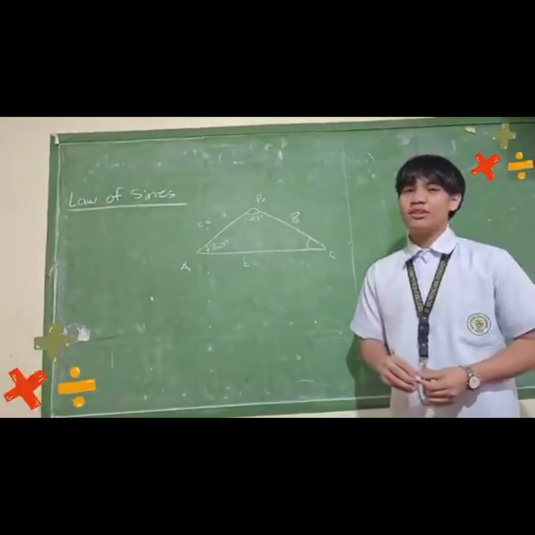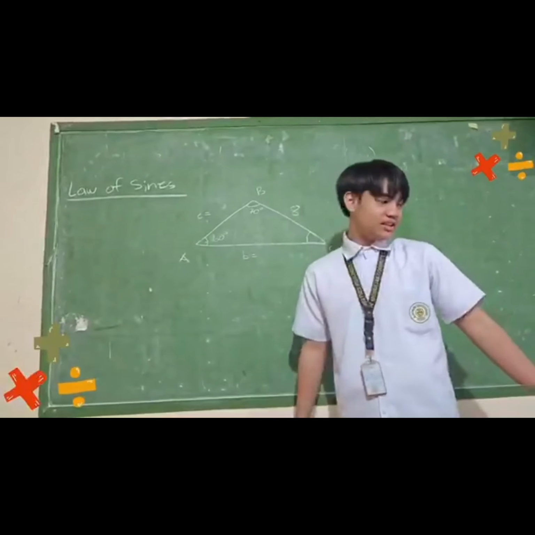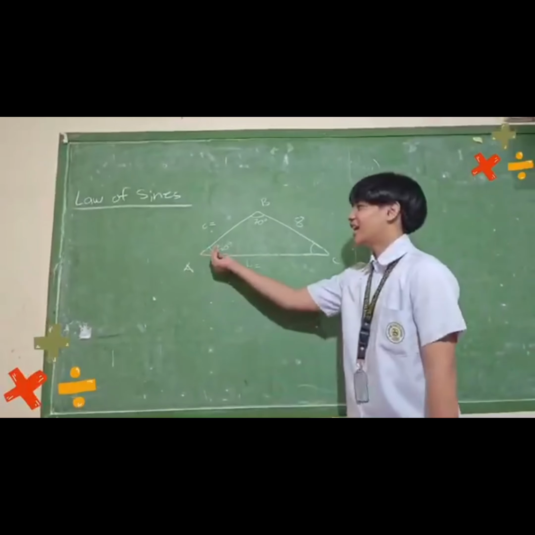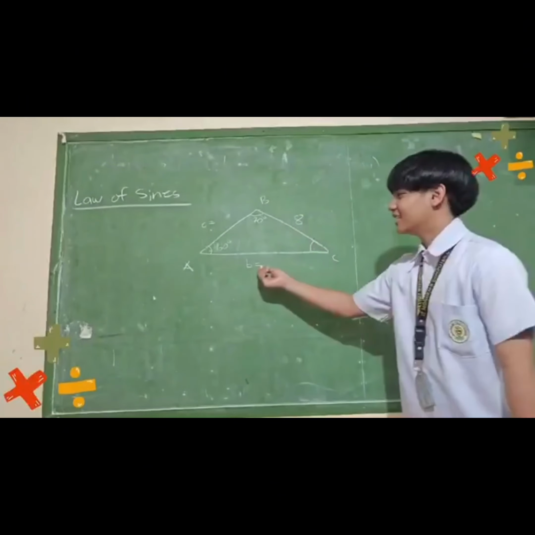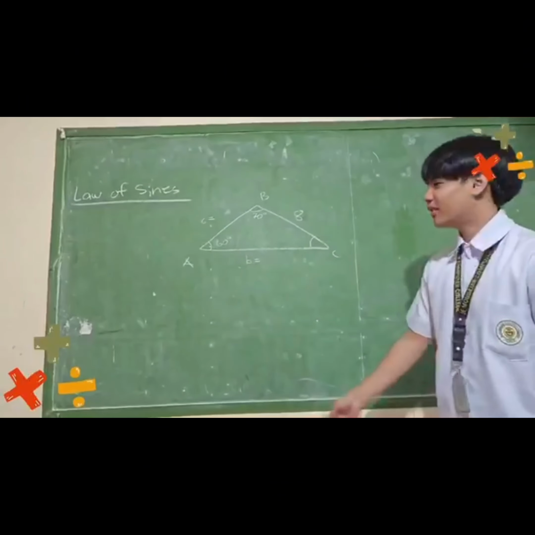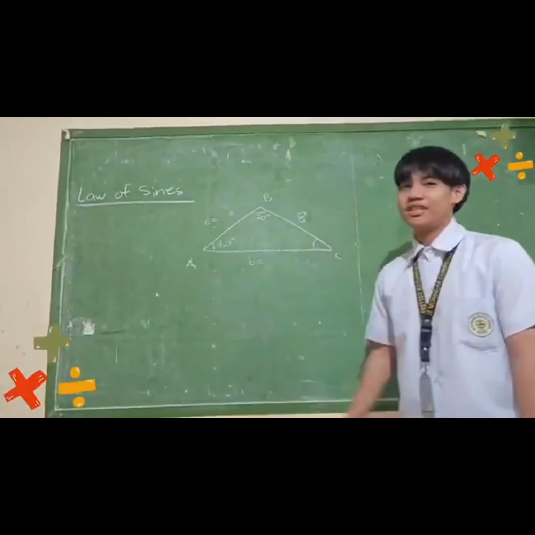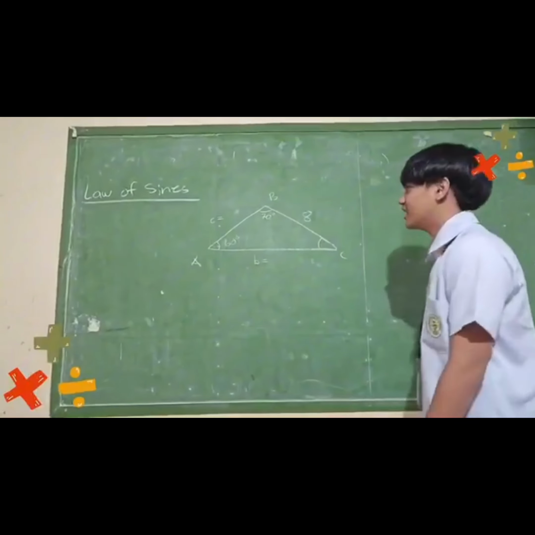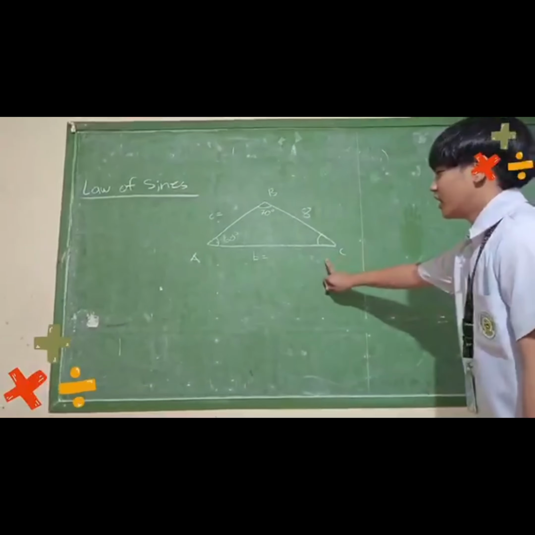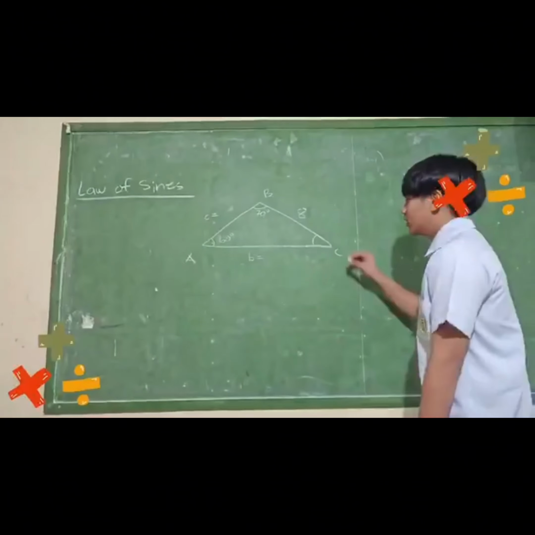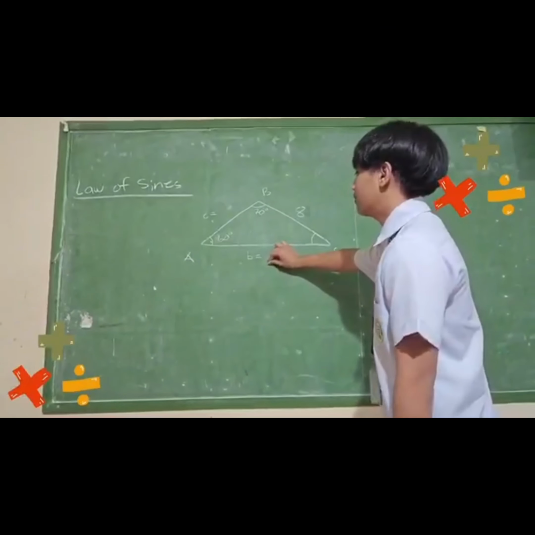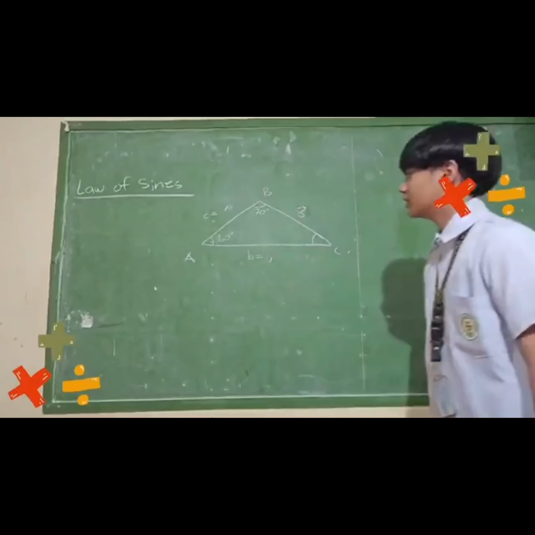Law of sines occurs on oblique triangles and it contains angles and sides. The capital letters represent angles and the lowercase letters represent sides. Here we are going to solve for the angle of C and the measurements of B and C.